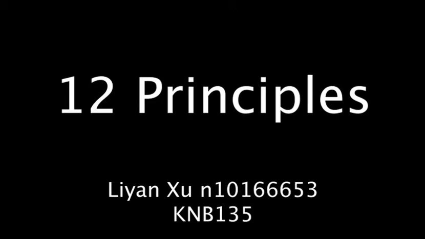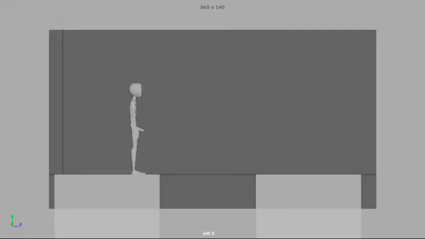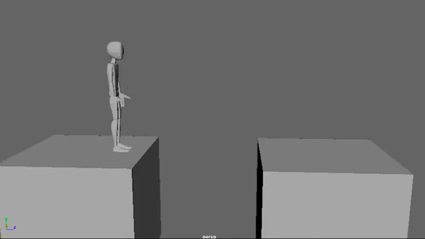task. In this task, the principles that help me the most are: first, we start with staging. Staging is the presentation of an idea. The staging, in a scene, is used to ensure the audience can understand what will happen. I use two boxes to create a gap so the audience can understand why the character jumped.